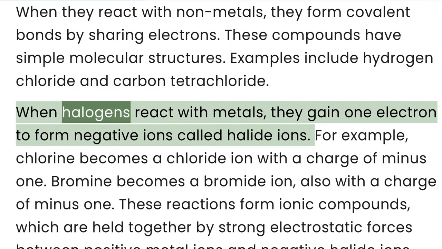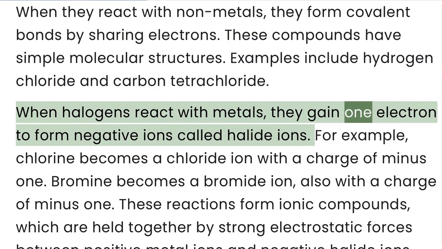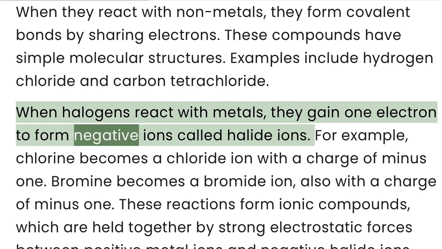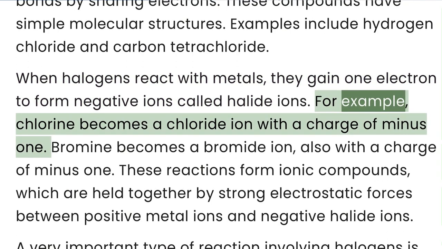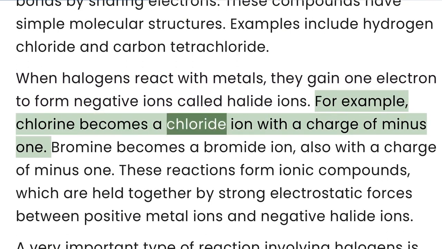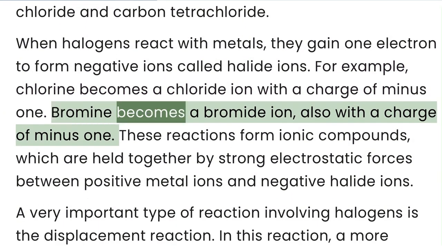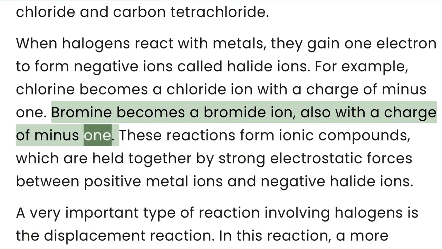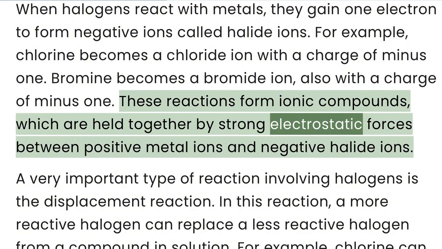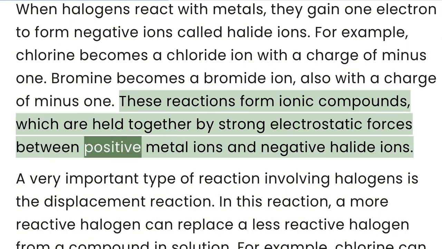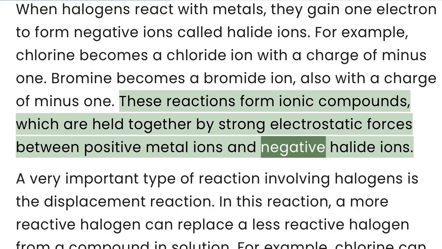When halogens react with metals, they gain 1 electron to form negative ions called halide ions. For example, chlorine becomes a chloride ion with a charge of -1. Bromine becomes a bromide ion, also with a charge of -1. These reactions form ionic compounds, which are held together by strong electrostatic forces between positive metal ions and negative halide ions.